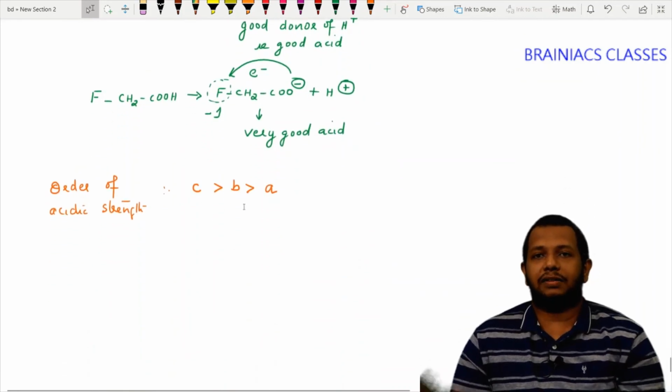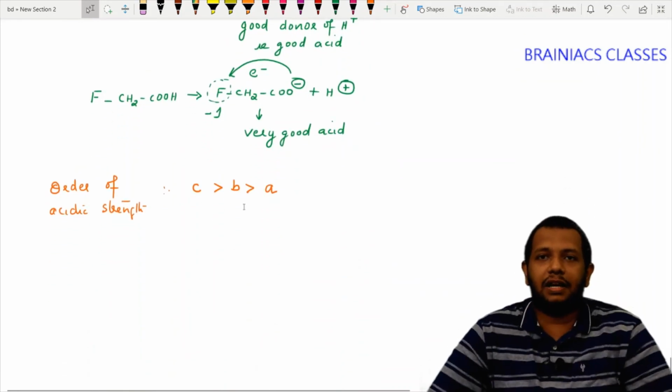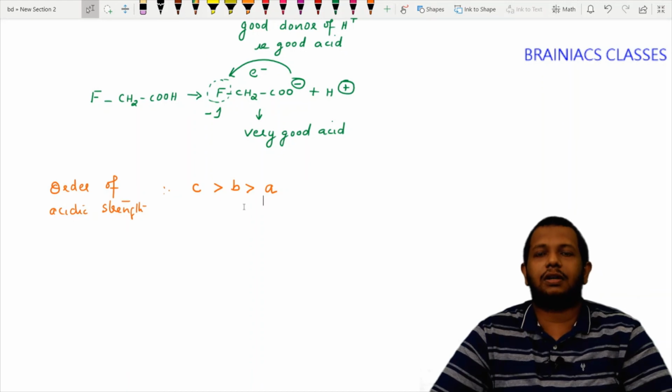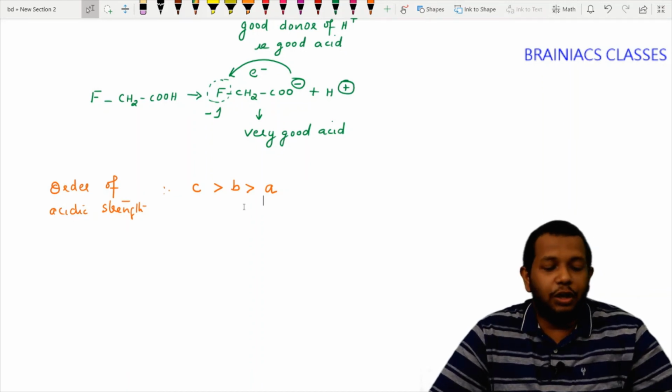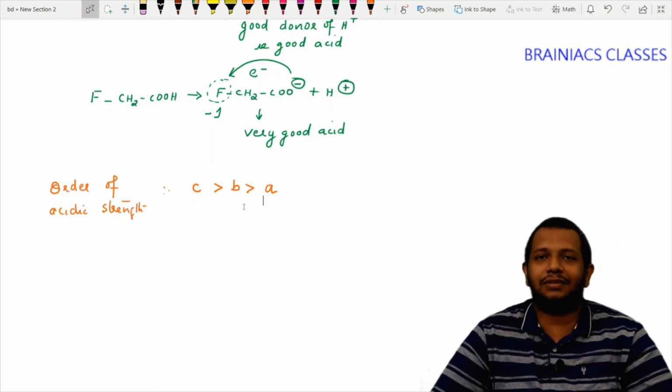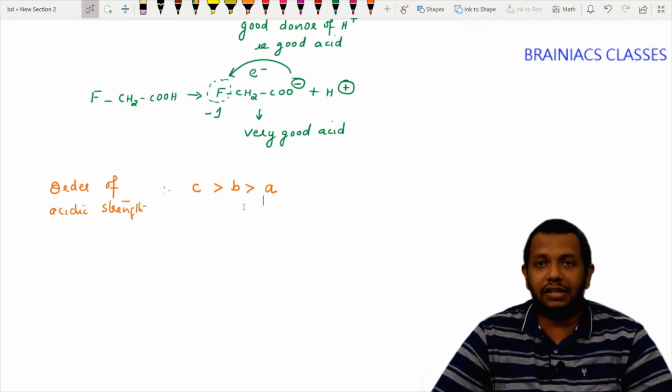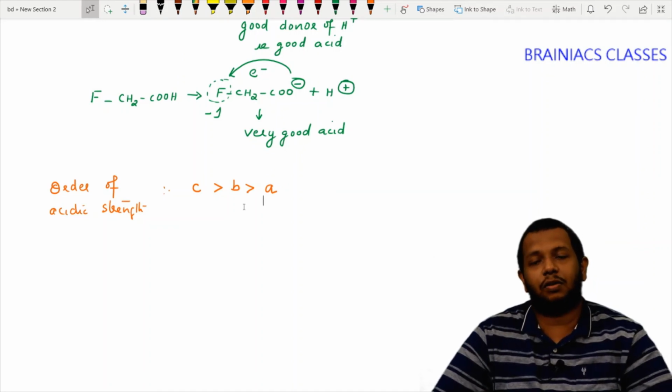So I hope it is clear how to predict the acidic strength using the inductive effect. I have explained it as best as possible from my side. We need to do more questions, because from this area you will get repeated questions of different types. So we will practice some questions, and then we will go to the last application, which is used to predict the basic strength of compounds.